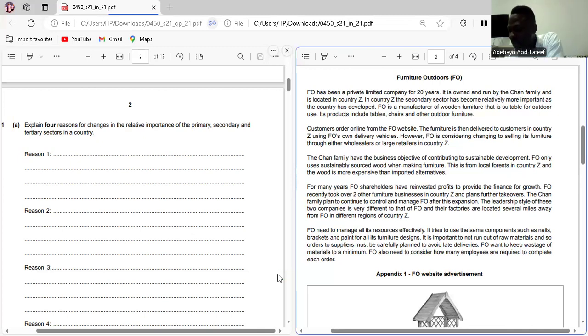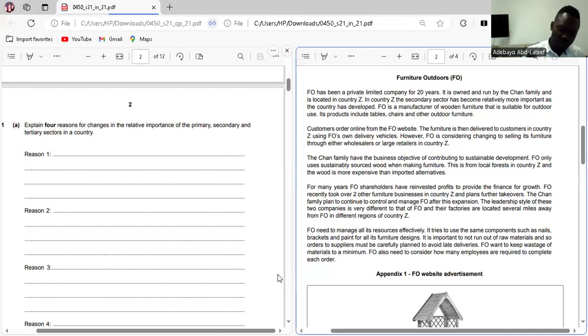Yes. The third point is changes in the tertiary sector. The tertiary sector may increase due to an increase in income and decrease if there's a fall in income. Do you get it? Yes. And the last one I wrote is about a reduction in the secondary sector again, which could be as a result of technology, which may reduce employment in the secondary sector.